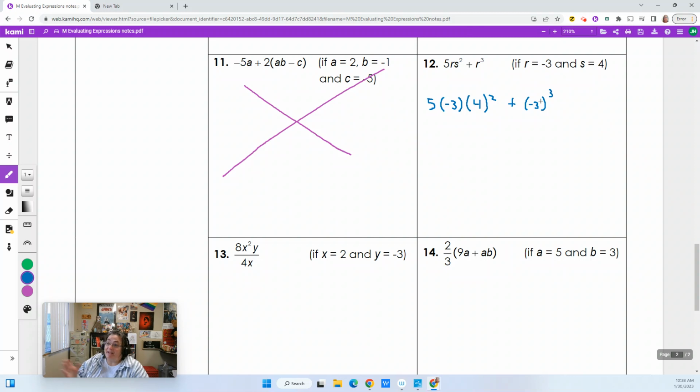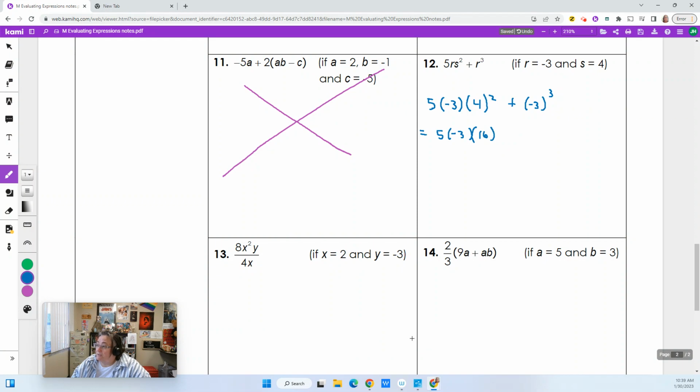So we don't have anything going on in any of the parentheses right now. The only thing we have to deal with first now is our exponents. We have to work with these exponents first. So I'm going to rewrite this 5 times negative 3, and I'm going to deal with 4 squared. Well, what is 4 times 4? So we're going to go times 16. That's what the parentheses means.